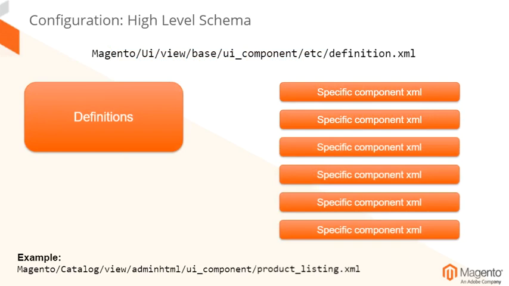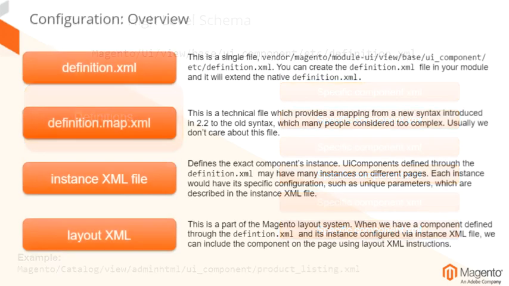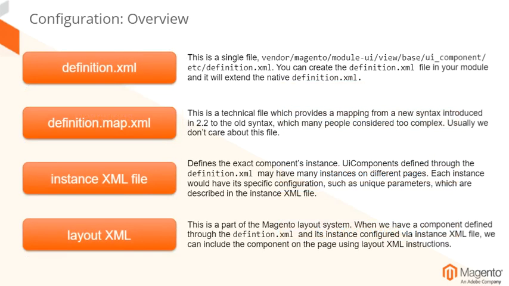At a high level, there is a definition file and files that are specific to each UI component. Definition files contain basic information about the components that exist in a system. Specific component configuration files extend definitions by adding relevant information about a component, its data source, children, and so on. There are multiple configuration files used in the component's lifecycle.